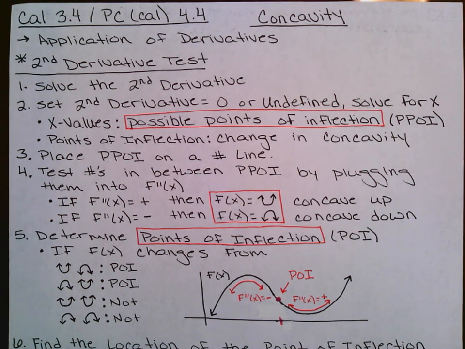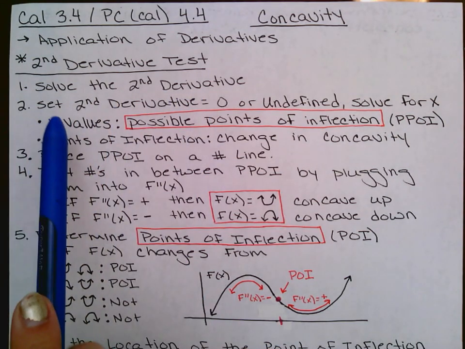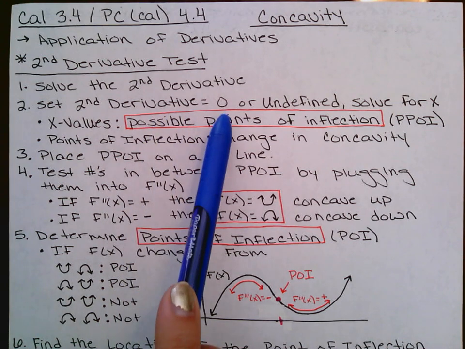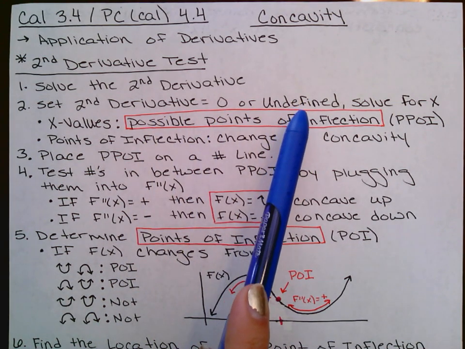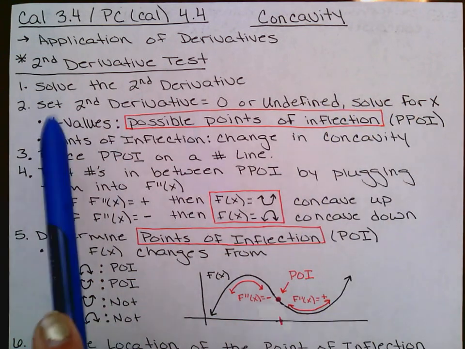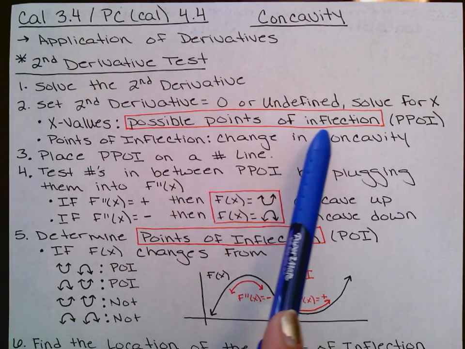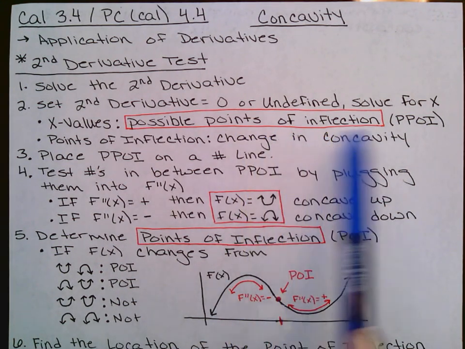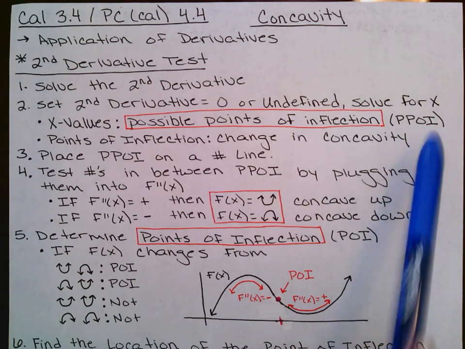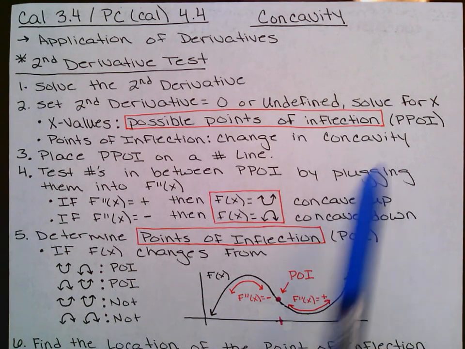So step 1 is going to be to solve for the second derivative, okay? Just like last time, you're going to set that second derivative equal to 0 or undefined. And we're going to see an example today of that undefined. You're going to solve for x. Those x values on the second derivative are called possible points of inflection. And not to rewrite that long statement so many times, we're going to put PPOI, okay? Points of inflection indicate a change in concavity.